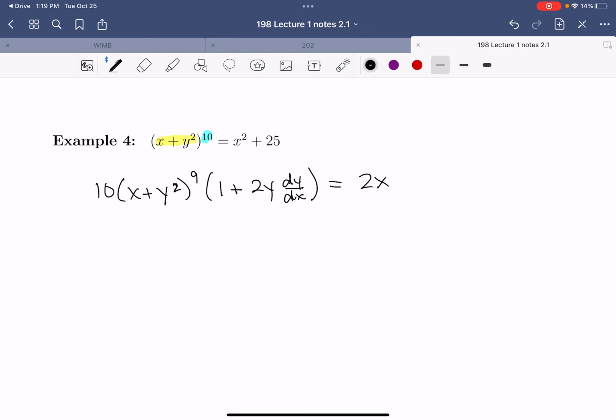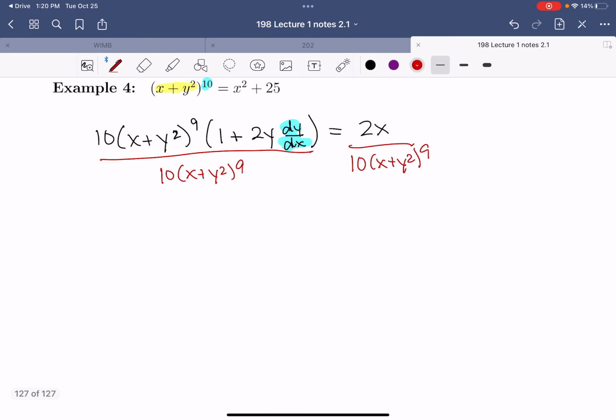Okay. Now, I only have one dy/dx. I just have to solve for it by uncovering things. So I'm going to work my way out from the outside to the inside. The first thing I'm going to do is divide both sides by 10 times (x plus y squared) to the 9th. If I do that, I'm left with 1 plus 2y dy/dx on the left. And I have 2x over 10 times (x plus y squared) to the 9th.